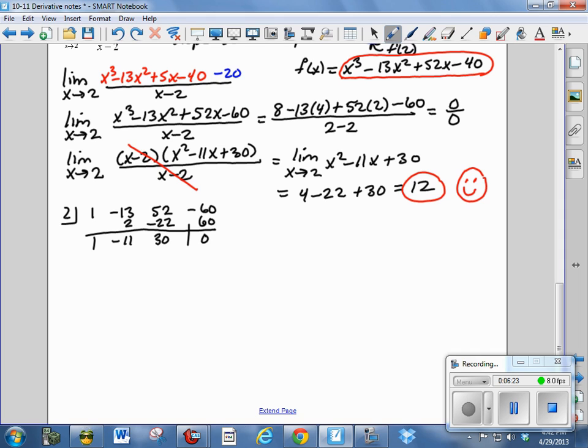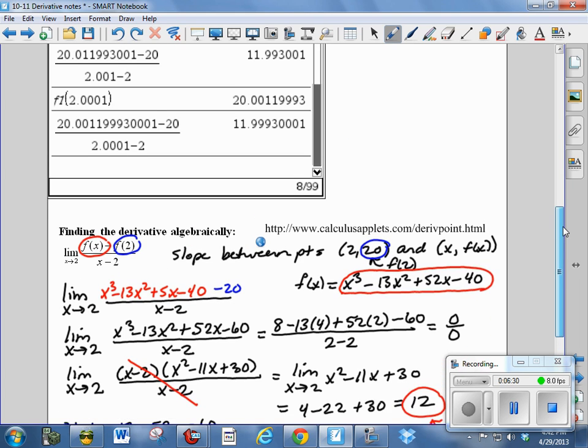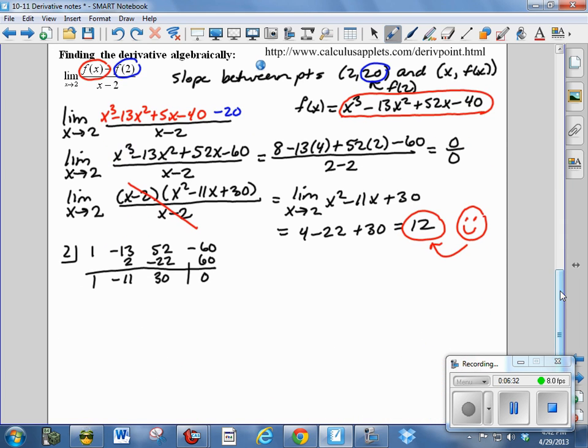Now you might think, well, what's the point of going through all that when I was pretty sure it was 12 anyway? Well, this happened to be a nice number. You might get a derivative where the number isn't as nice, and so you need to know exactly what it is using this method. So this is finding the derivative algebraically using limits.